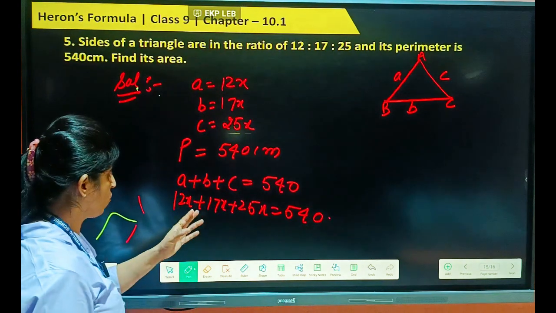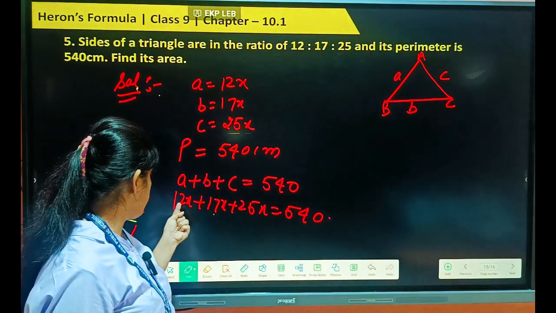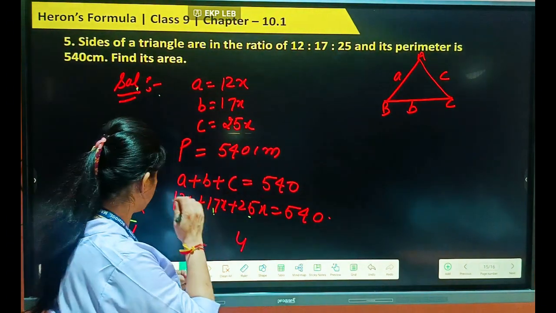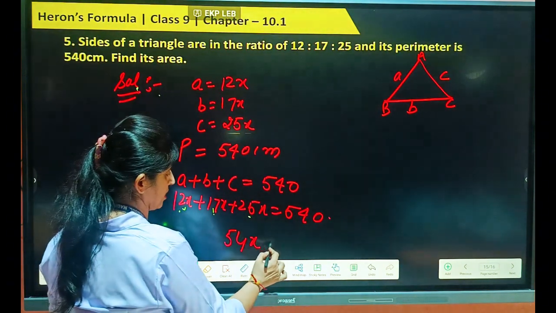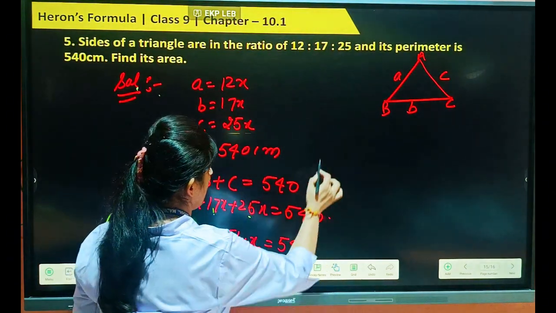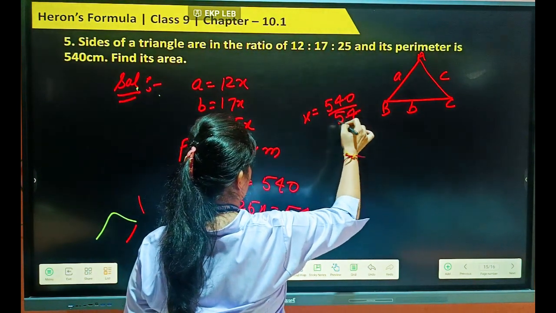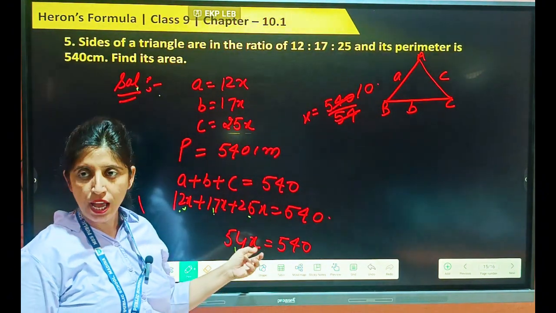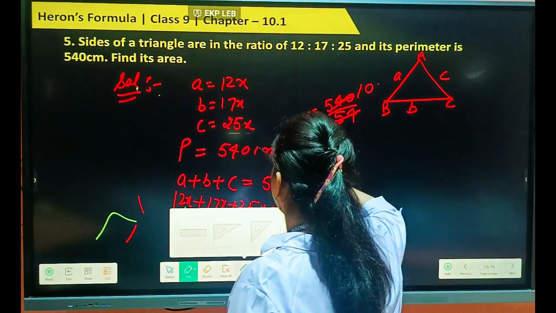Now see how much it will become. 17 plus 12 is 29, 29 plus 25 is 54. 54x is equal to 540. The x value is equal to 540 by 54, that will be 10. This 54 will come down. The x value came 10 centimeter.